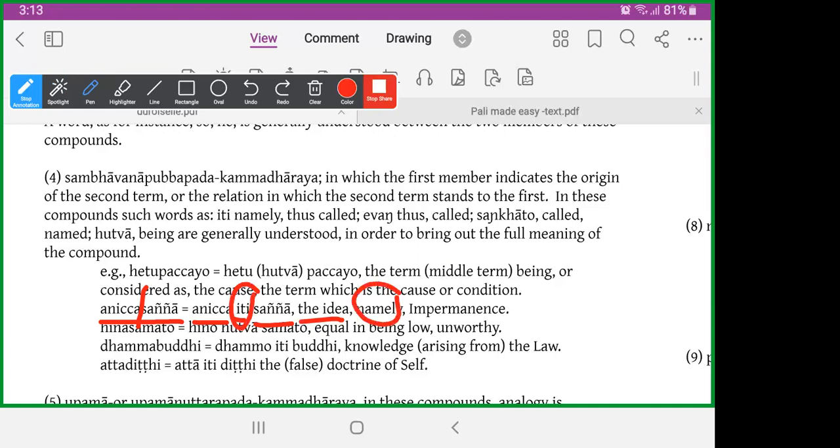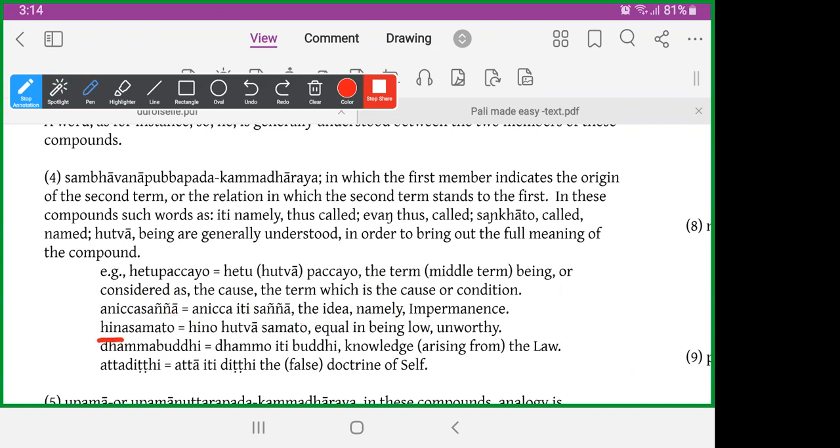Okay, anicca is impermanence. So the idea of impermanence, the idea namely impermanence. So sanya is the idea or perception. So iti is a kind of like means that sanya, the perception or idea, that is impermanent. So that's why it's anicca sanya. Or sometimes we translate the way we just say the idea of impermanence, also can. Okay. So maybe from this example, you can look at another one.